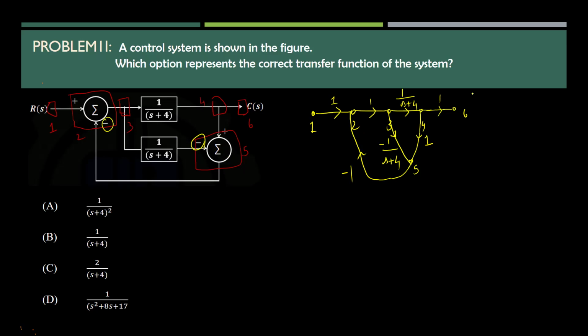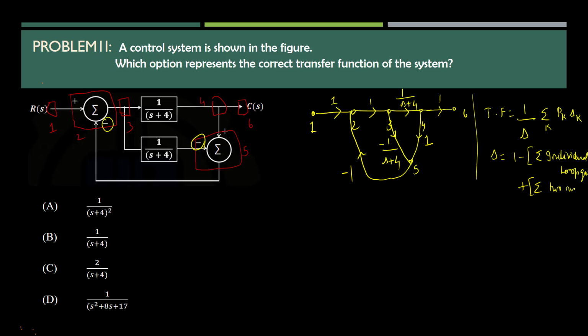Now, using the signal flow graph and Mason's gain formula, we can find the transfer function equal to 1 by delta, summation k, Pk delta k, where Pk is the forward path gain for k number of forward paths. And delta is, we know, 1 minus the sum of individual loop gains, plus the sum of two non-touching loops, and it will be further continued. So let me find the forward paths first.